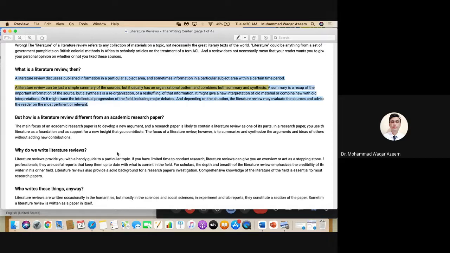So I think it is obvious from the title of it. It is a review of literature. But the question is, which literature? So the literature review that you will write for the paper in this course will be the review of the literature which is secondary in nature and which is relevant to the topic on which you are writing your paper.